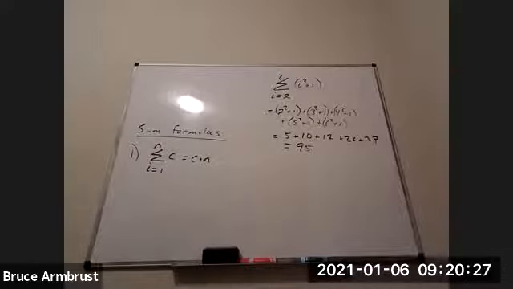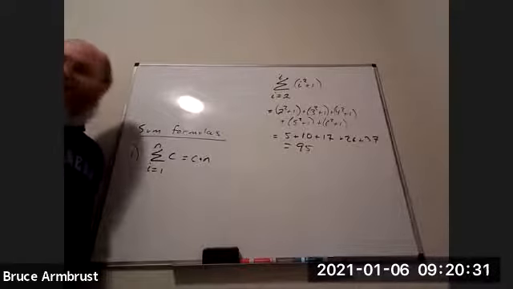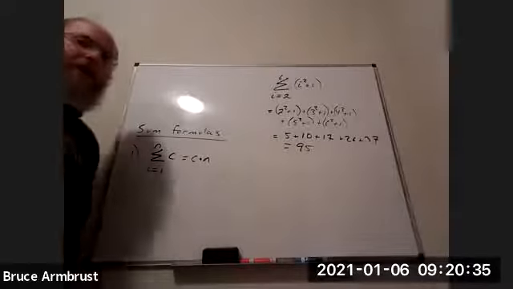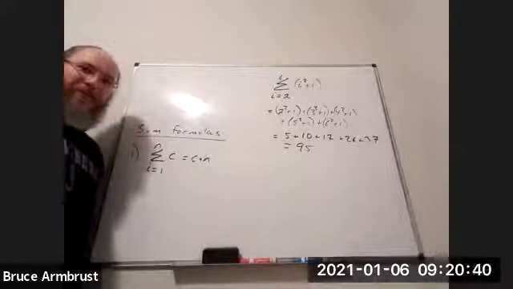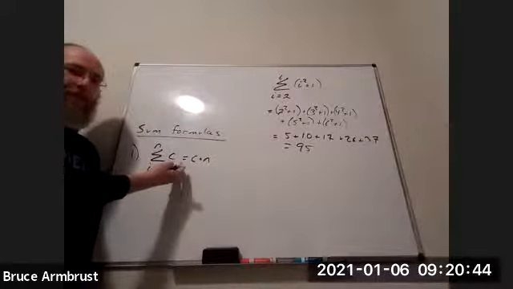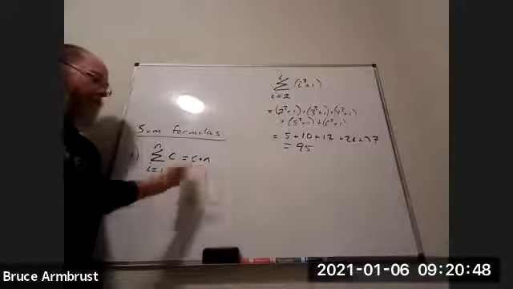Pardon me here, guys. You may have noticed that my other screen disappeared. My computer completely shut down. I'm just glad my phone was still going. Anyway, if you take the same number and add it up lots of times, that's what multiplication is. So you just get C times N.